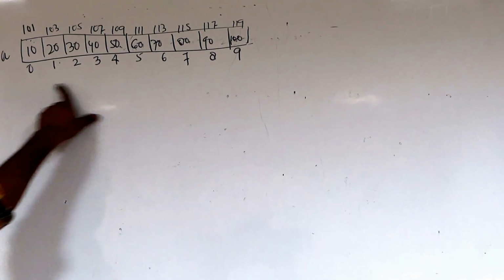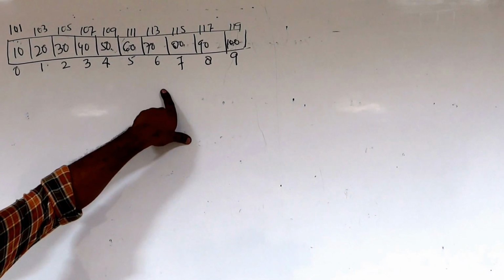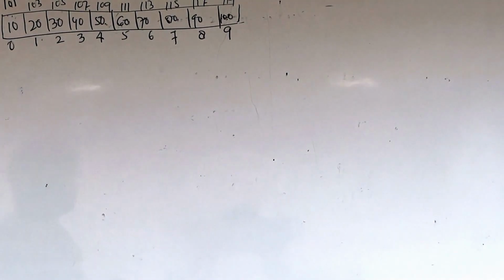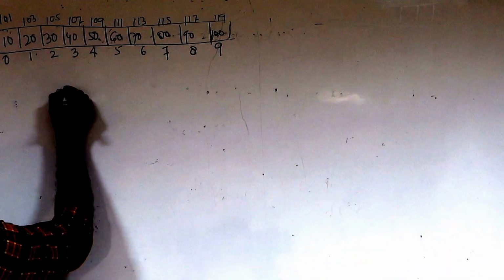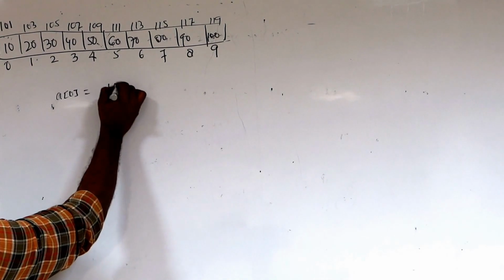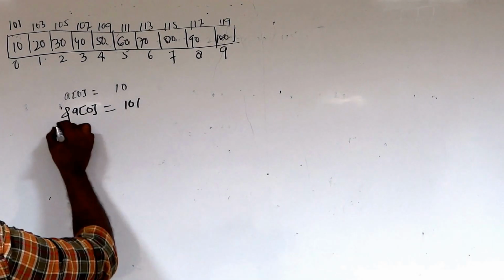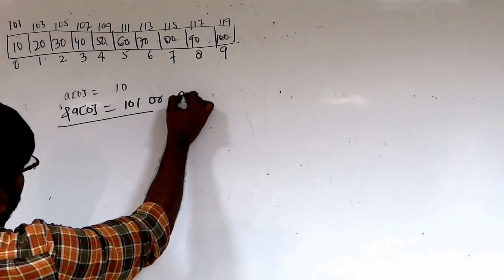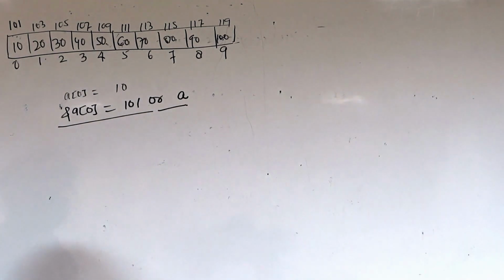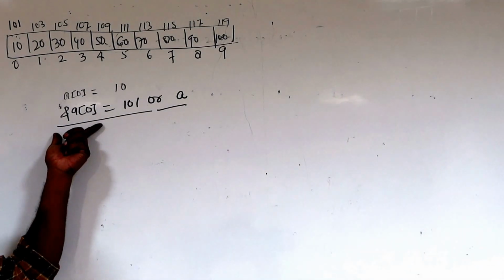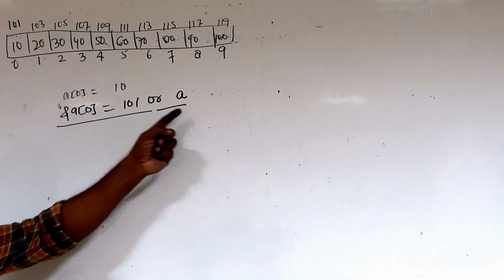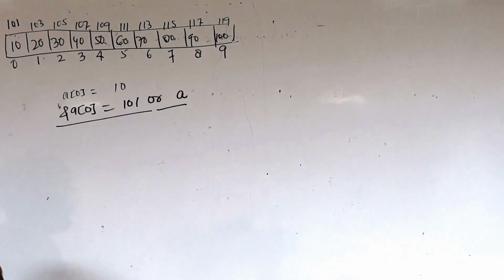So if we know the address of the first element, can't we access all the elements, because this is contiguous? So how to find out the address of the first location? If I write a[0], it means 10. If I write &a[0], it means 101. So &a[0], or we can write a only, both are the same. &a[0] means the base address, address of a[0]. Only a means the starting address of the array.